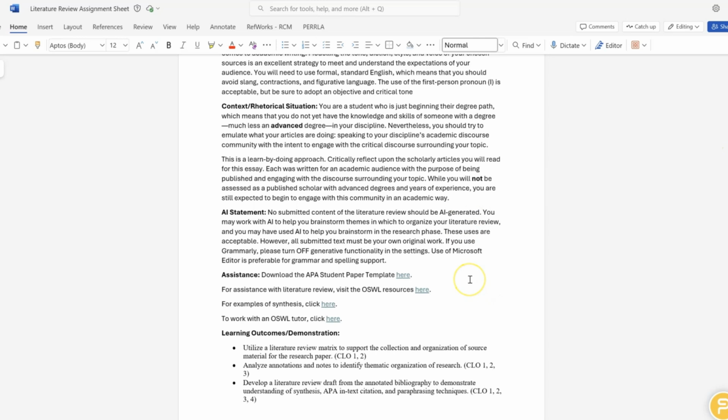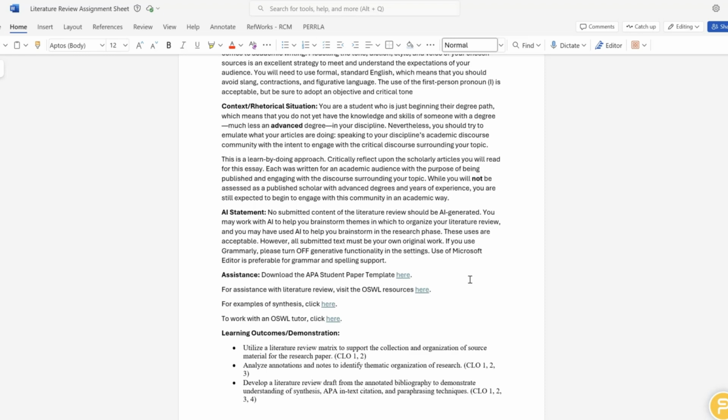For AI, no content of the literature review should be AI generated. And it's for the same reasons as the annotated bibliography last time. AI cannot supplant your own critical thinking, reading, and writing skills. So it is essential for you to learn how to do this, because you will be expected to do it in the future. Now, with that being said, AI is a great way to help identify themes.